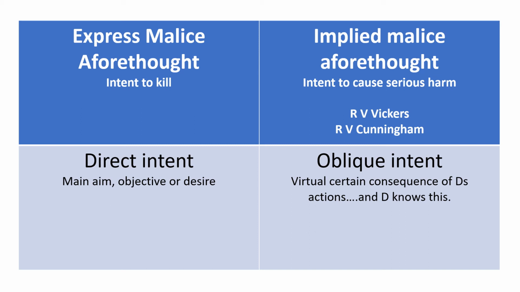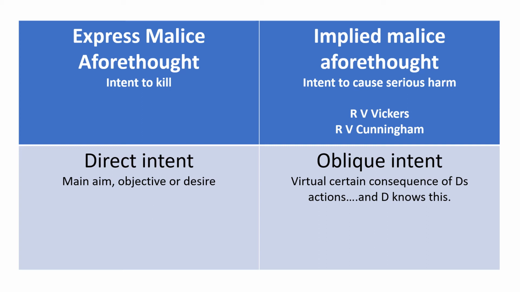Now, the cases of Vickers and Cunningham help us here. With intent to kill, there are many cases we've studied so far which would help you here. So if you have intent to kill, that is express malice aforethought, and then if you have intent to cause serious harm, that is implied malice aforethought. Now it's absolutely vital that you use the correct terminology in your exam. Once we've established whether they intended to kill or cause serious harm, then we need to consider, was it a direct intent or oblique intent? So in terms of direct intent from Mohan, it gives us the idea that the main aim, objective or desire of the defendant is to either kill if it's intent to kill or to cause serious harm if it is implied malice aforethought.